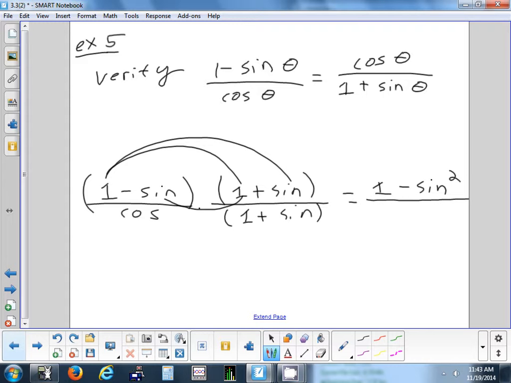Now how about the bottom? Should I do it out or just leave it the way it is? Yeah, kind of the way I said that, you could probably tell. The reason I want to leave it the way it is is because something's going to happen in the top to cancel something in the bottom. Okay, so just leave the bottom the way it is. It's cosine times 1 plus sine.